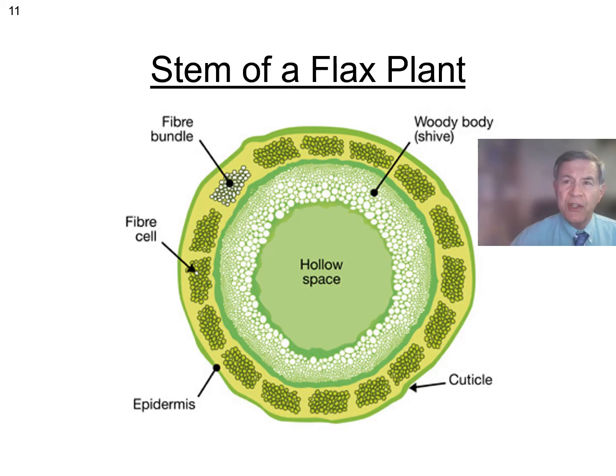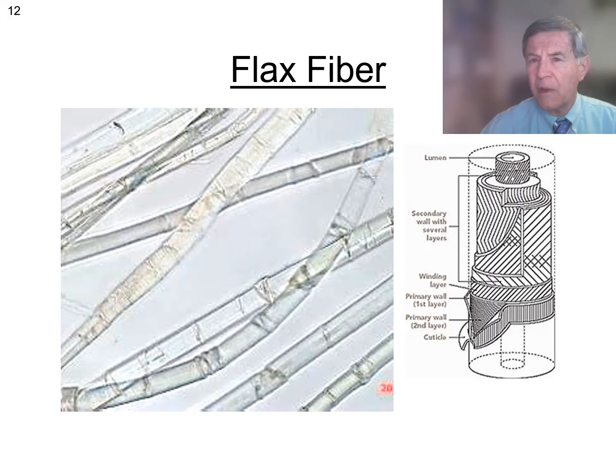A cross-section of the stem of a flax plant shows the fibers in groups around the outside of the stem. Each flax fiber has nodes like bamboo. This allows flax fibers to be easily distinguished from other fibers, such as cotton.